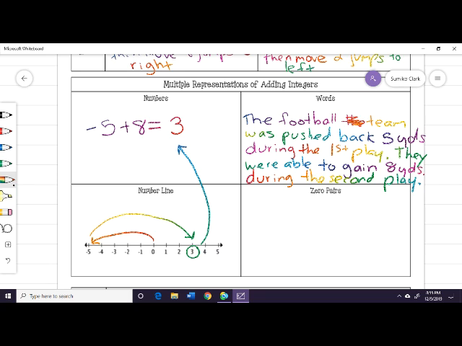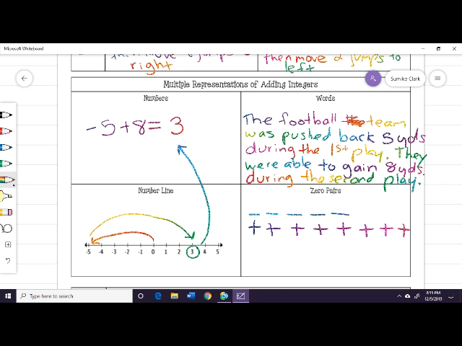Let's look at this as zero pairs. One way we can do this is we can use negative and positive symbols to zero out the pairs and see what our answer is going to be. Now, this only works with smaller numbers to do it this long way, but let's go ahead and do this. So we start with 5 negatives. 1, 2, 3, 4, 5. And then we're going to add 8 pluses, positive 8. 1, 2, 3, 4, 5, 6, 7, 8.